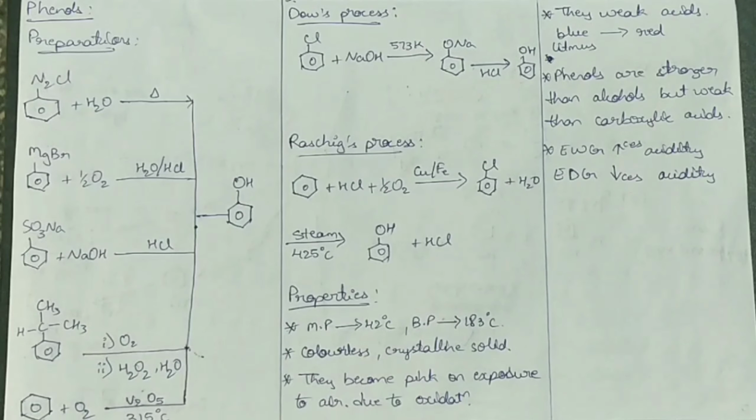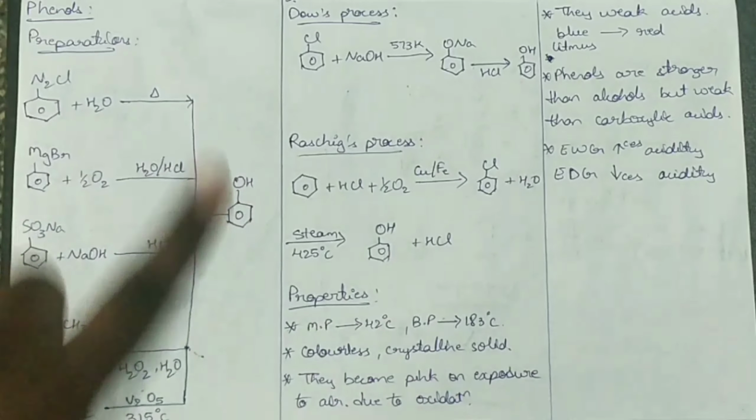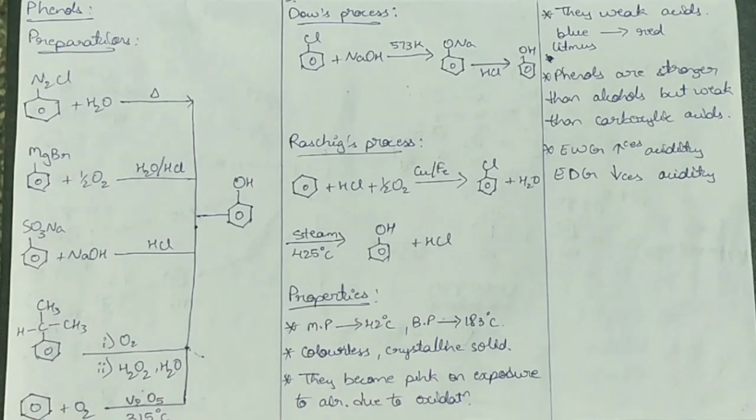Next, sodium benzene sulfonate, sorry, not sodium phenate. When sodium benzene sulfonate is treated with NaOH along with HCl, it gives phenol. Next will be cumene. Cumene on oxidation in the presence of hydrogen peroxide gives phenol.